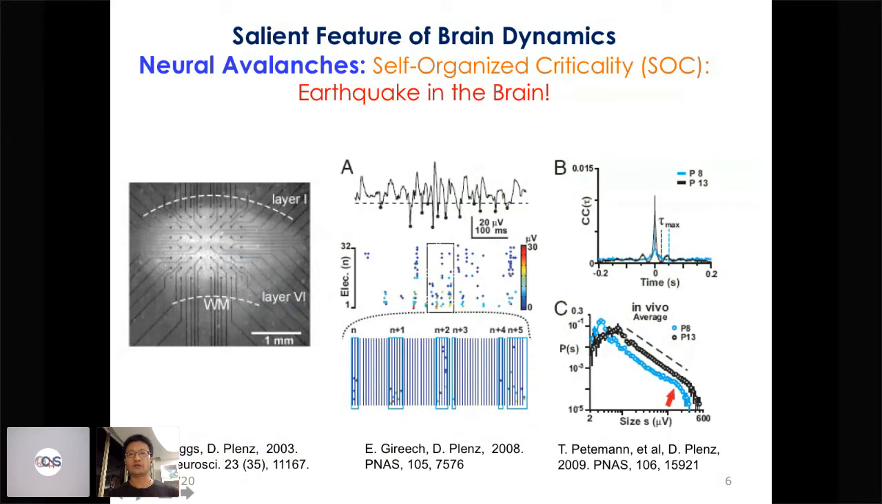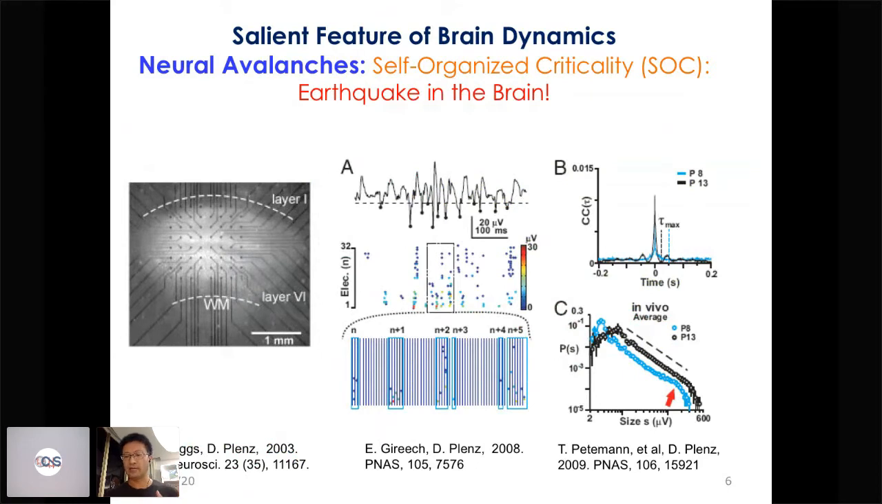If you take a threshold, you can talk about activation of an electrode, and this activation propagates in the form of an avalanche, so that you can see many electrodes activated together. If you measure the size of this avalanche, it has a power law distribution. In physics, a power law means the system is at the critical state, but you don't have to fine-tune any parameter to achieve it. This is called self-organized criticality.